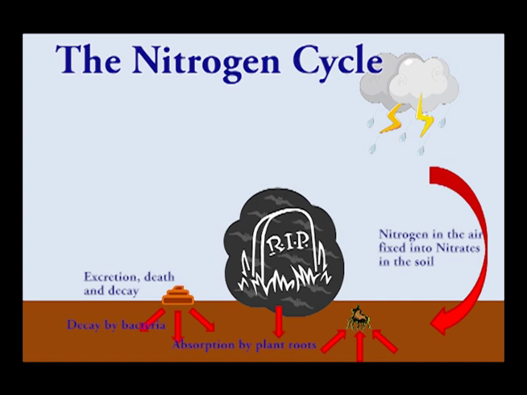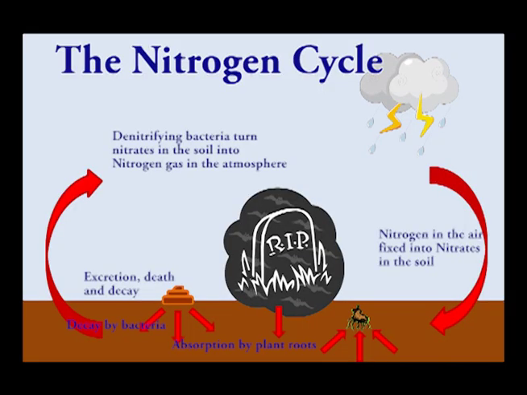Wait, this is meant to be a cycle. Other bacteria, called denitrifying bacteria, can break down the nitrates in the soil and turn them into nitrogen gas in the atmosphere, which completes the cycle.